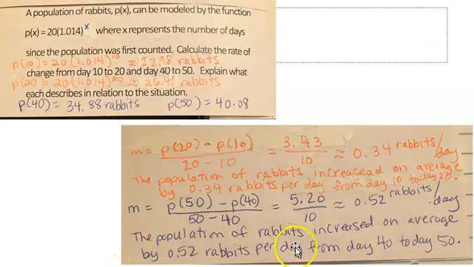So it says the population of rabbits increased on average, again it has to be on average because it's not a straight line, by 0.52 rabbits. Guys, I understand we can't have a half a rabbit, but for purposes of this problem we're going to use it to explain what's happening in the situation. So increased on average by 0.52 rabbits per day from day 40 to day 50. And that is the end of this page.